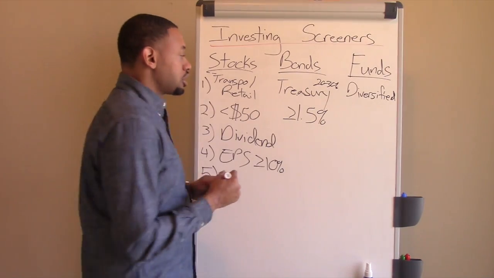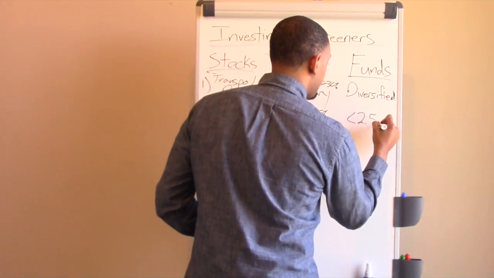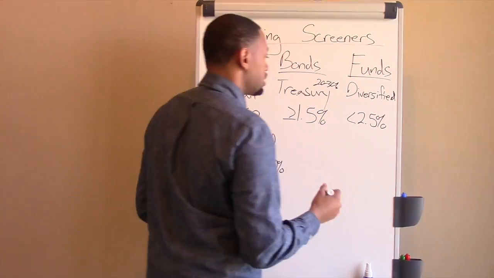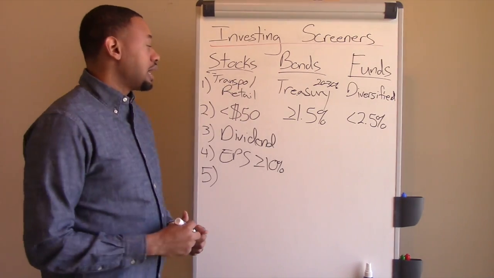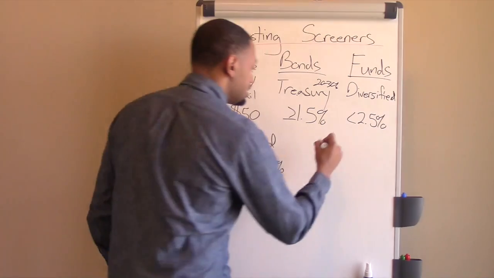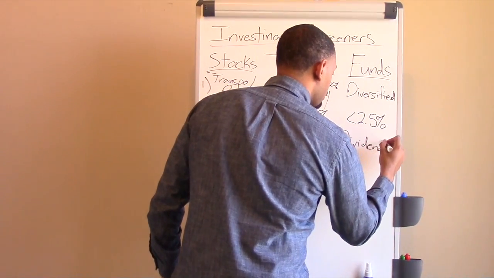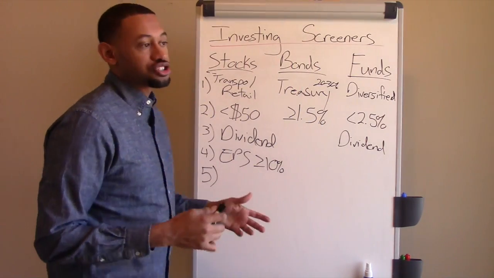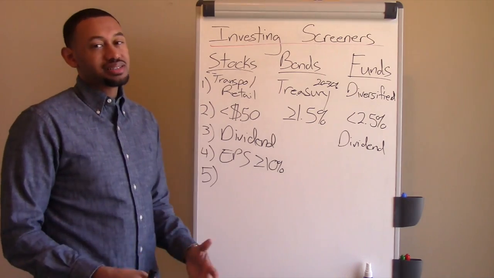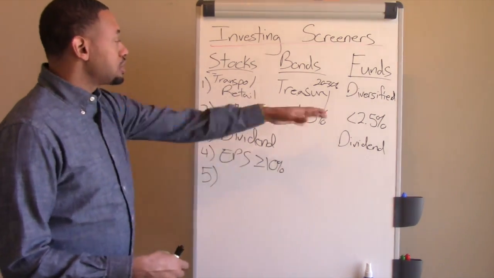You want the expense ratio to be less than 2.5% because you don't want it to really eat into your profits. That's really not something that you want. And you want it also to pay a dividend or a distribution. With mutual funds, you're normally going to get some kind of distributions, but with ETFs, you're not always going to get a dividend. It just depends. A lot of times you will, but the dividends can also fluctuate. And so these are your screeners.